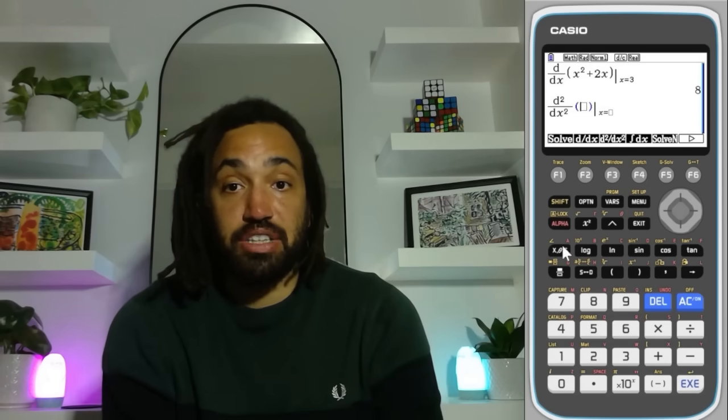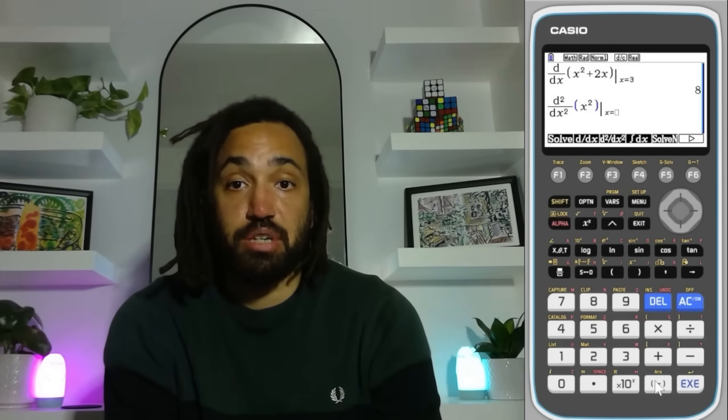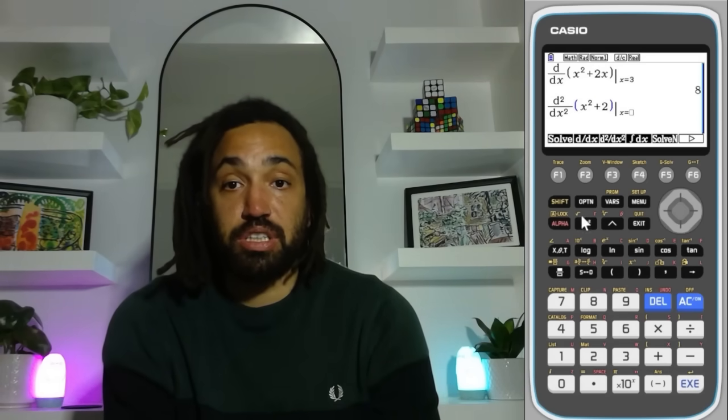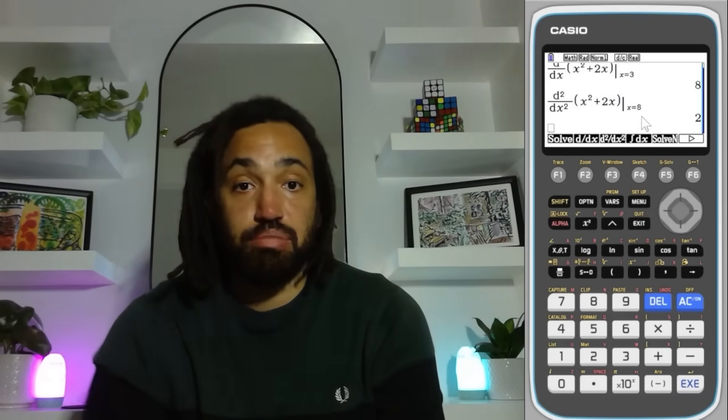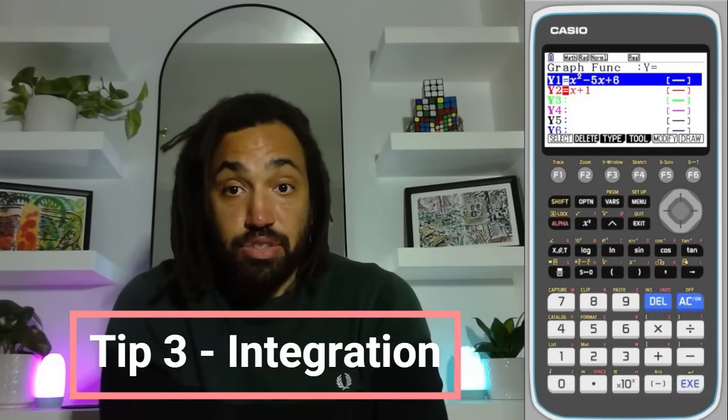And I could do exactly the same thing with the second derivative. I just click the second derivative button, type in my function and then type in my x value and it will give me the value of the second derivative at that point. Brilliant. Tip number 3, integration.